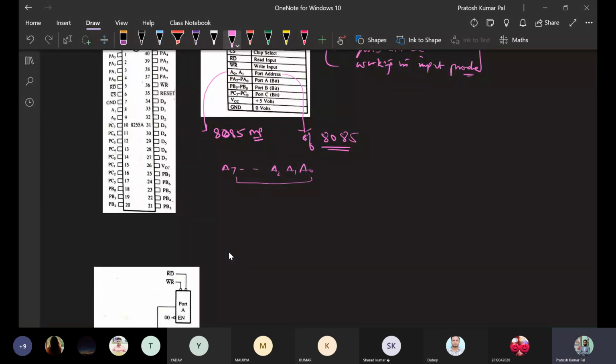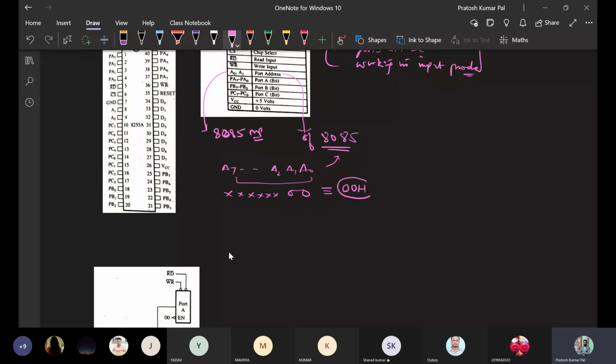So this can be any value, don't care value. But these two should be 00. If this is for 8085, it is for 8085 addresses. These are address lines of 8085, and suppose its value will be 000. So if this is 000, then the total address will be 00H.